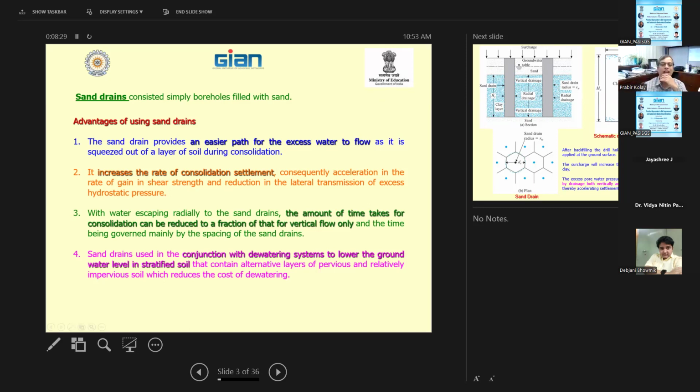The advantage of a sand drain is that it provides an easier path for the excess water to flow as it is squeezed out of the layer of soil during consolidation. It increases the rate of consolidation settlement, consequently accelerating the rate of gain of shear strength, and reduces the lateral transmission of excess hydrostatic pressure. The time taken for consolidation can be reduced to a fraction of that in vertical flow only. Earlier, in normal consolidation, we had vertical flow. Now we are introducing lateral flow, so radial and vertical combined.